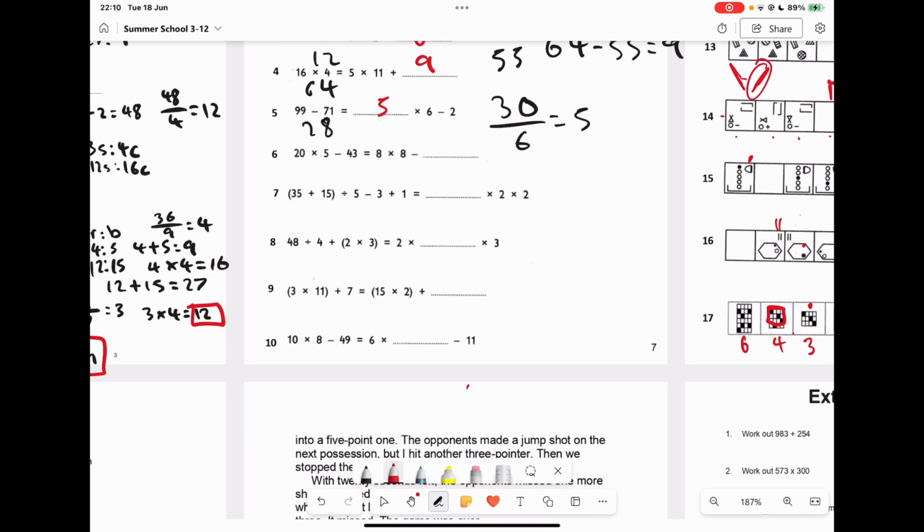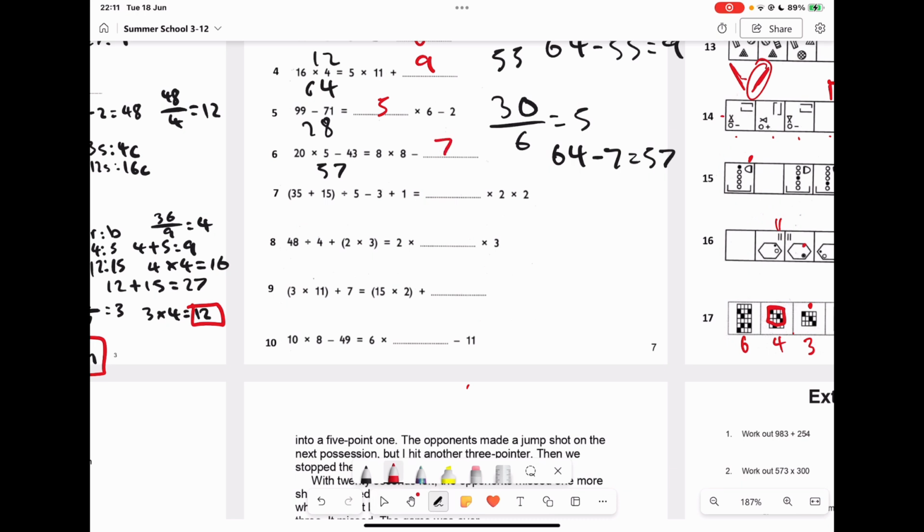Okay, 20 times 5 minus 43 is equal to 8 times 8 minus something. Well, 20 times 5 minus 43 is the same as 100 minus 43, which is equal to 57. And then 8 times 8 minus something is equal to 57. So 8 times 8 is 64. 64 minus 7 is equal to 57. So the answer to our question will be 7.